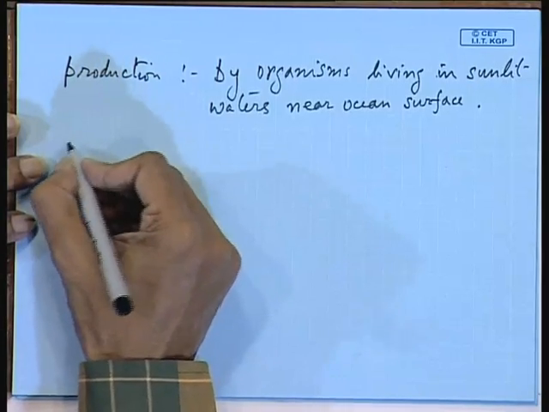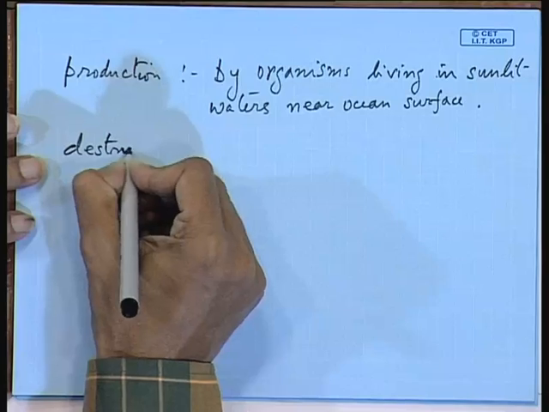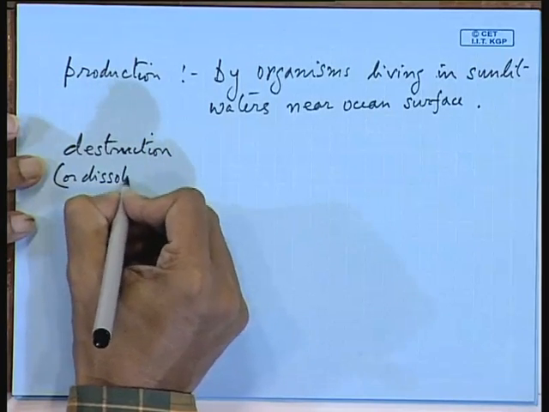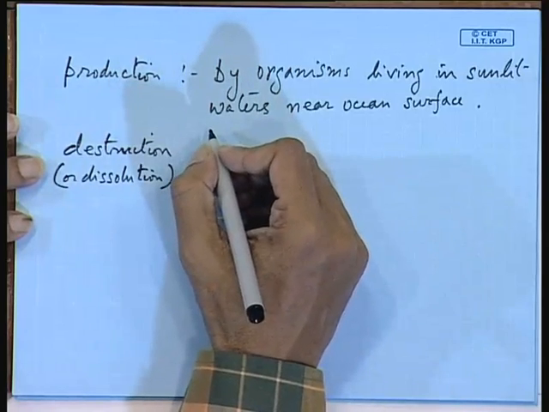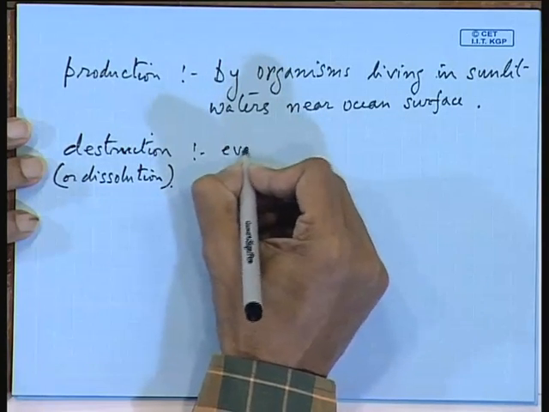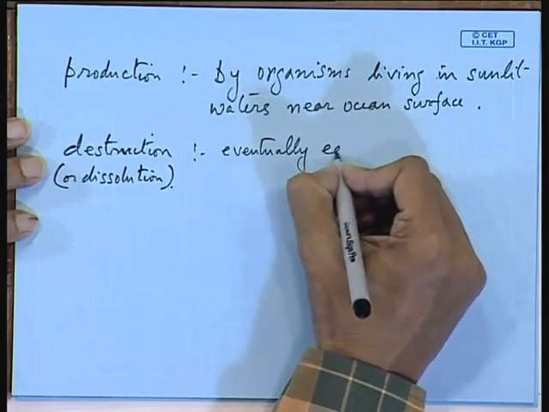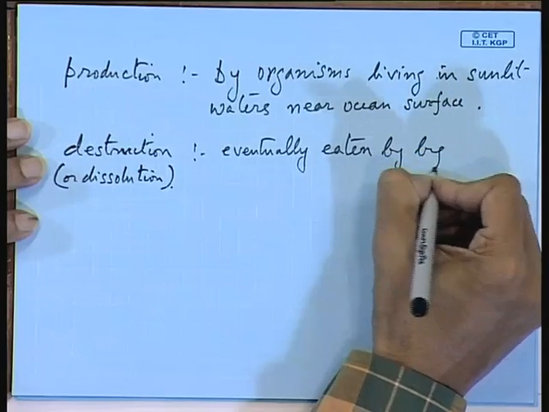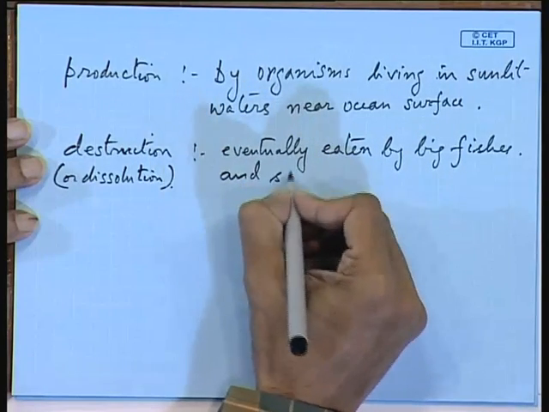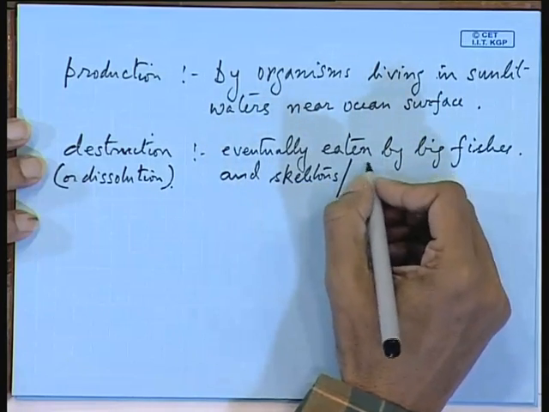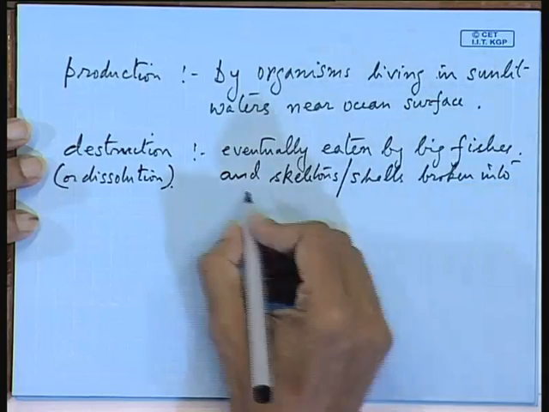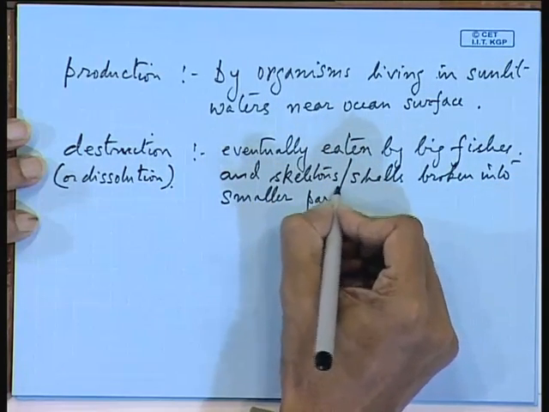So, this is production. Now, destruction or dissolution. Dissolution means they get dissolved in the sea water. Eventually they are eaten by big fishes, and skeletons and shells are broken into smaller particles. Now, after this they get deposited on the ocean bottom.